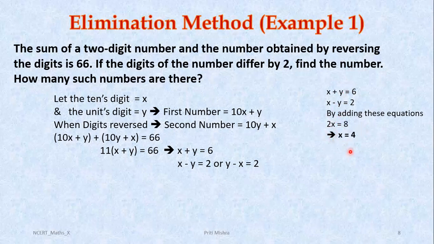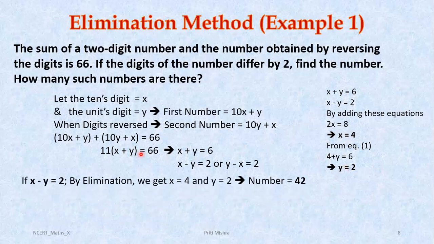So x will be equal to 4. This is the value of one variable. After putting this value in equation number 1, we can find the value of y. So 4 plus y is equal to 6, means y is equal to 2. We got our first solution here, right? So by the elimination method, when we opted for the first choice for the second equation, we get x is equal to 4 and y is equal to 2. So the number will be 42, as the number was 10x plus y.